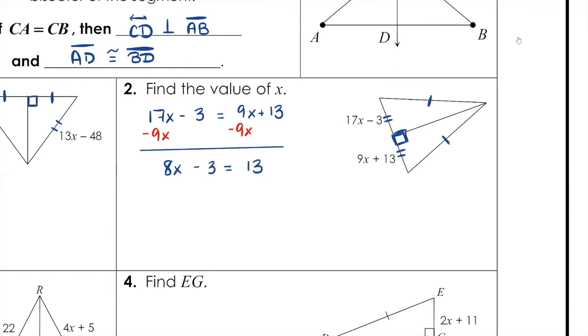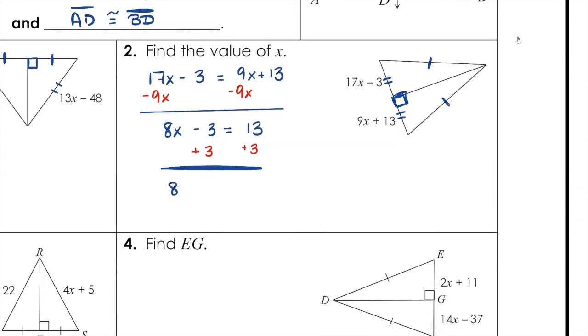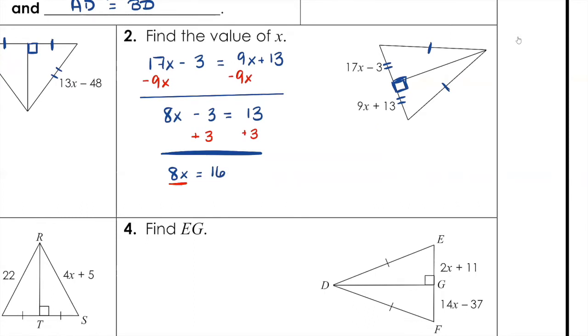We'll pump the brakes. So x isn't quite isolated, so we're going to add 3 to both sides. 8x equals 16. Divide by 8, and x equals 2.